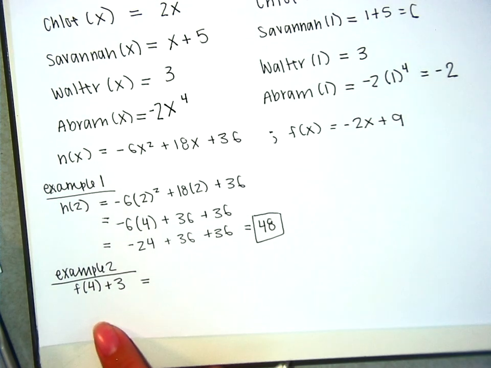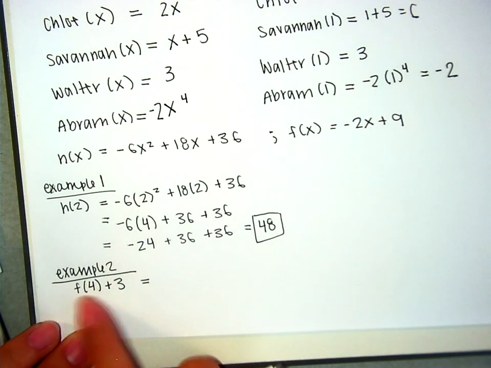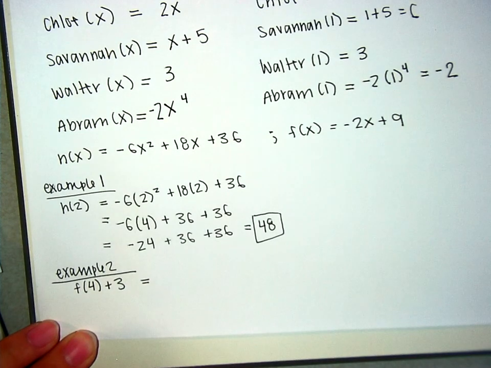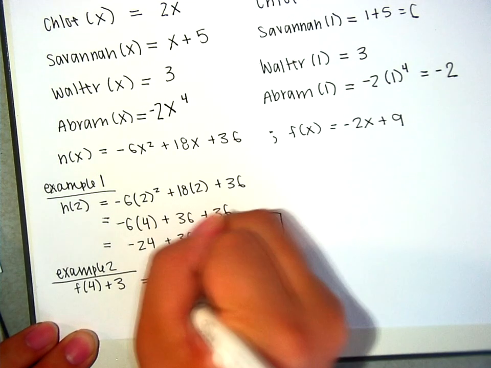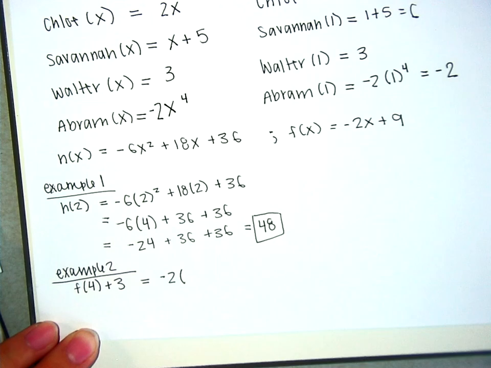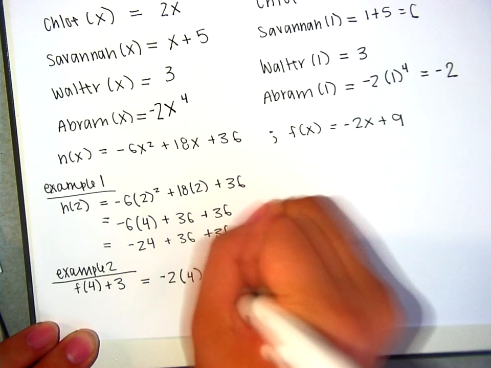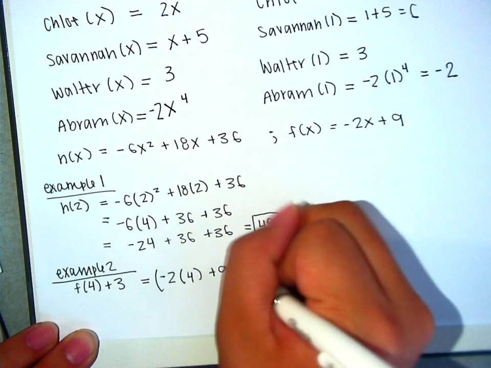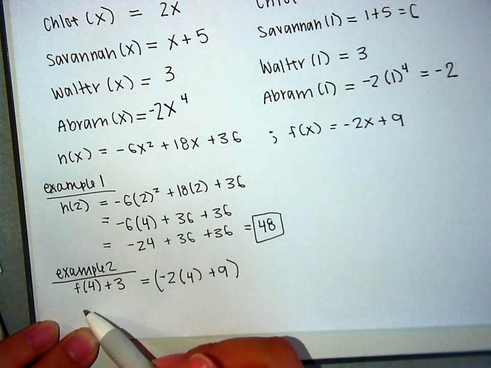How do we know what function to use? Which equation are we using with f of 4 plus 3? The second one, yes. So we're going to start with negative 2 times, instead of x, we have 4 plus 9. And we got to put that all in parentheses, right? Because this is what we're solving, f of 4 plus 3.